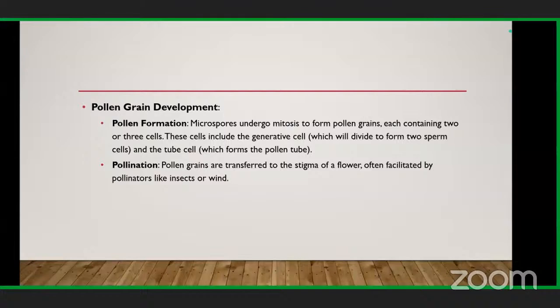The generative cell will divide to form 2 sperm, while the tube cell will form the pollen tube. Through this pollen tube, the 2 sperm will move and go to the ovary. Then pollination will take place. Pollen grains are transferred to the stigma of a flower, often facilitated by pollinators like insects or wind. So through insects or wind, pollination will take place.